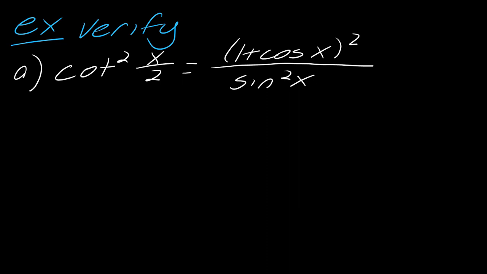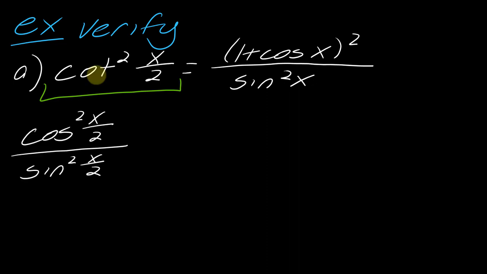So I've got cotangent squared of x over 2 equals (1 plus cosine x) squared over sine squared x. And I guess I'll just start with this side. It looks maybe like it's slightly more complicated. So if I were to just rewrite this in terms of cosine and sine, I would get this right here.